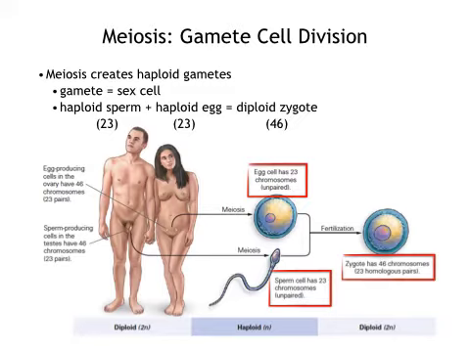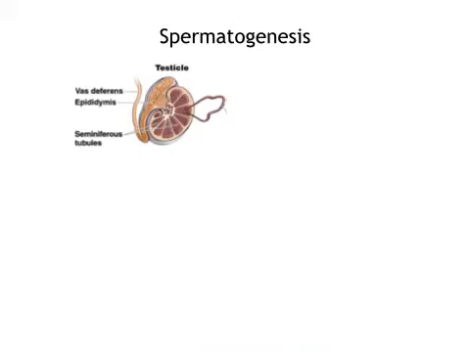So now let's look at how males and females make their gametes. So males make their gametes, their haploid sperm, via a process called spermatogenesis. And here we have an image of the testicle, which is basically the sperm factory of the male. And in the testicle, you have these tubules, which are like little tubes where the sperm is being made.